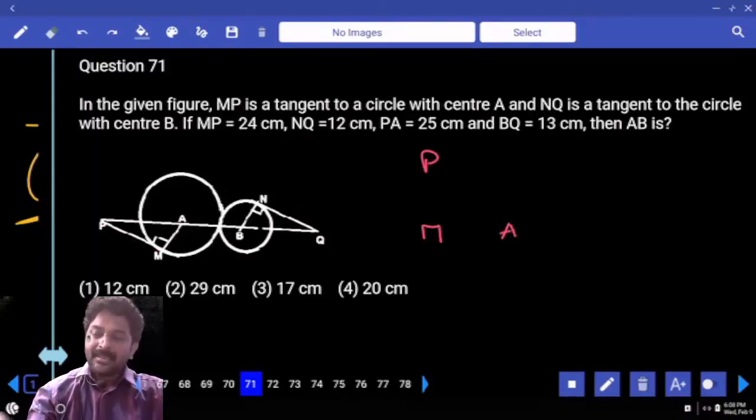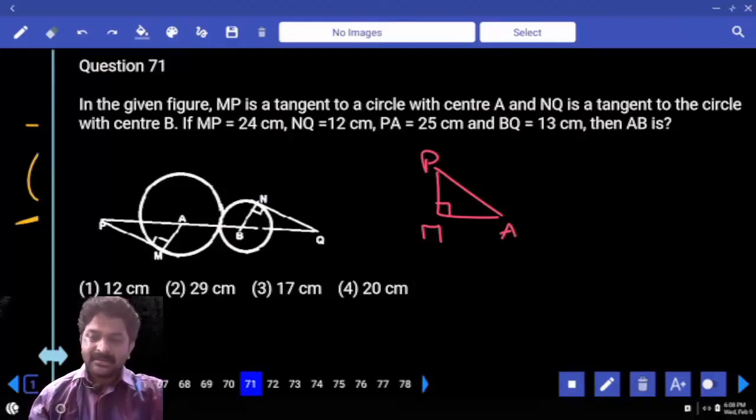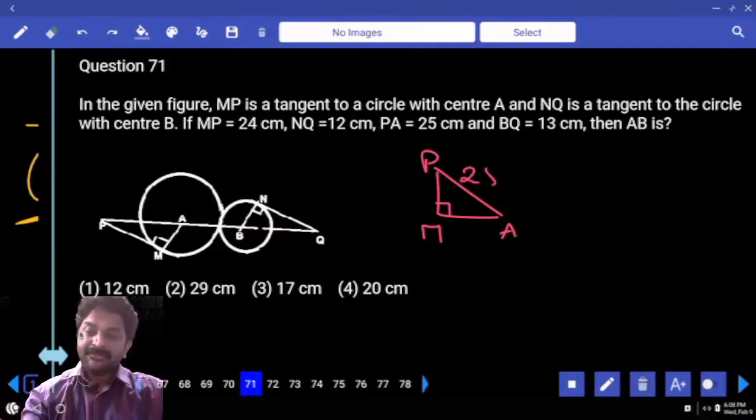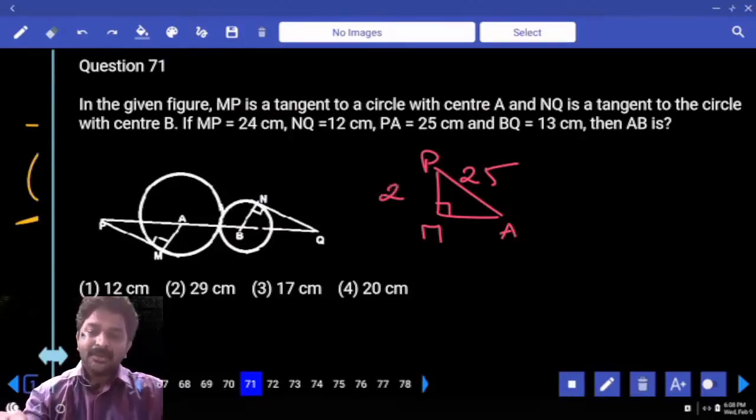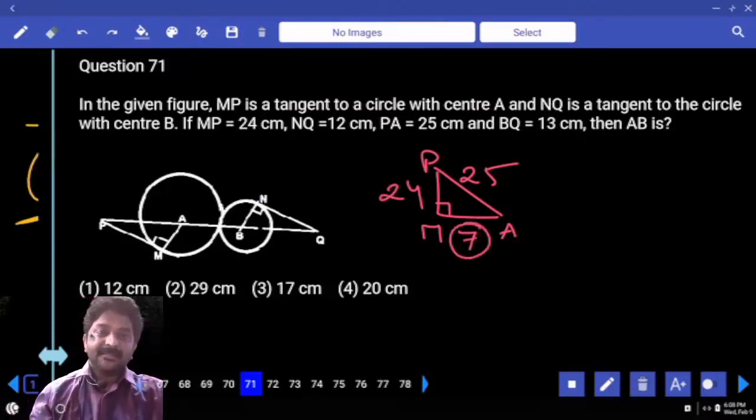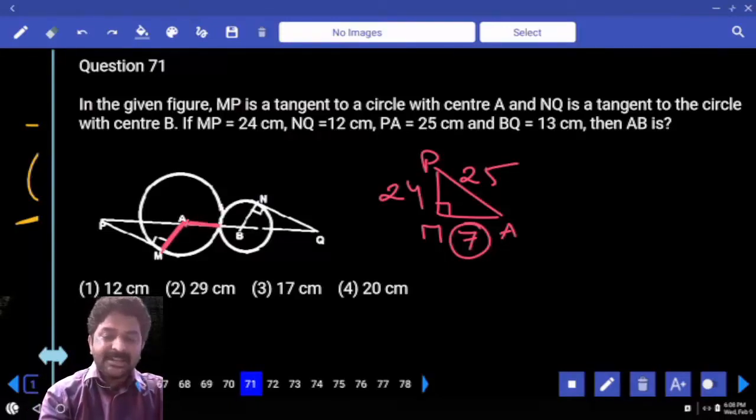PMA. Here it is a right angle triangle. PA is equal to 25, PM is equal to 24, then MA is equal to 7. MA in the sense this is R1, right? So the radius of the first circle is equal to 7.